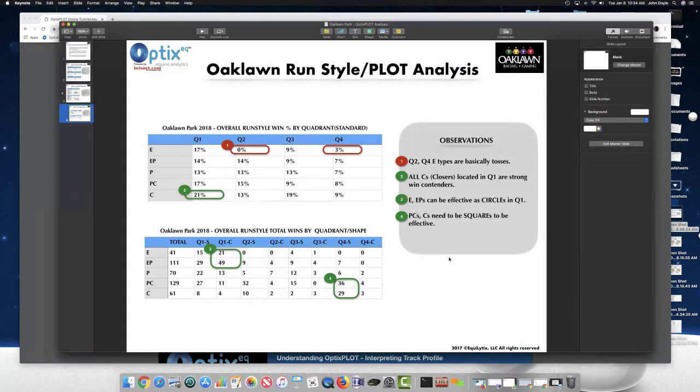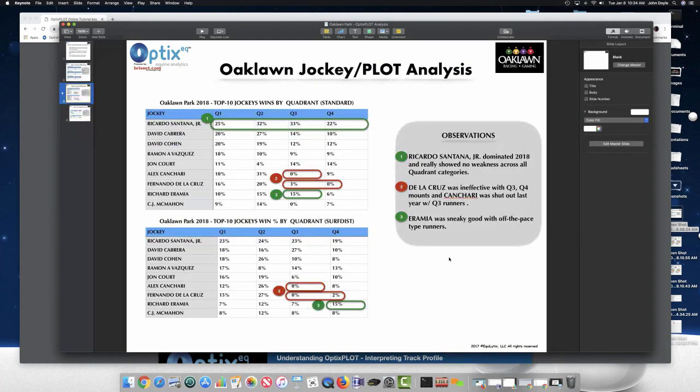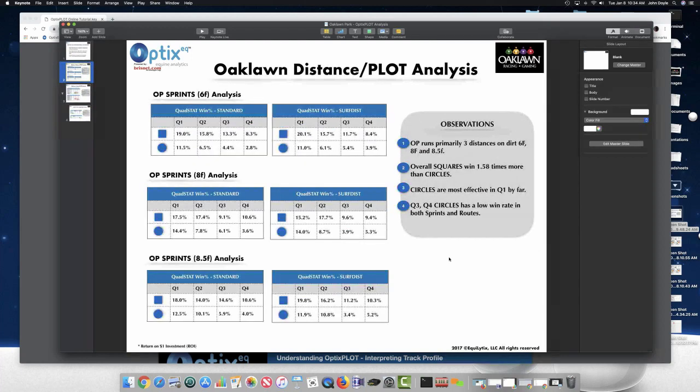Ed, is that data okay for what you're looking for at Oaklawn? Oh yeah, that's blockbuster. Okay, and I did top 10 jockeys. I found a couple of things in them by quadrant too. Oh, cool. And then, I'm just going to add on race of the day.